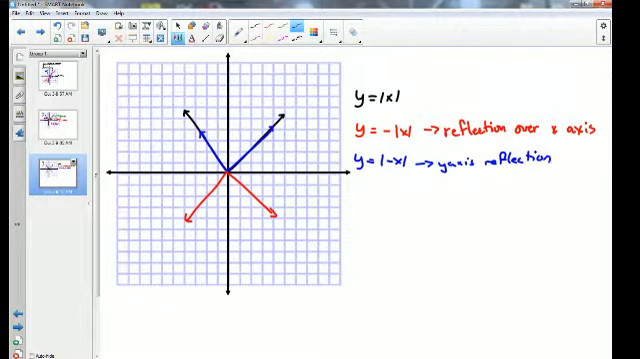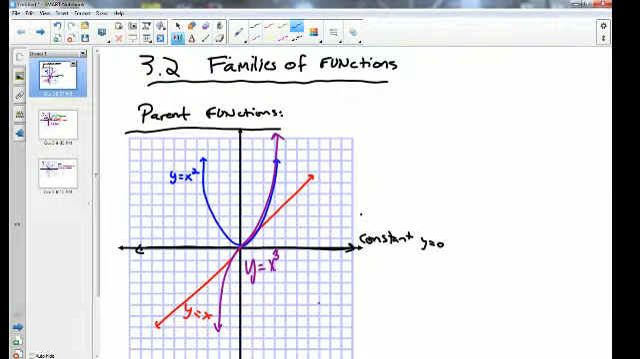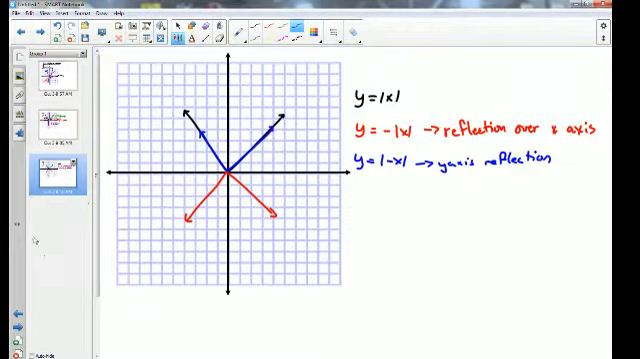Now that will matter when you get to something like x cubed, right? You reflect that over this axis, and it does change direction. Quadratic doesn't do anything.